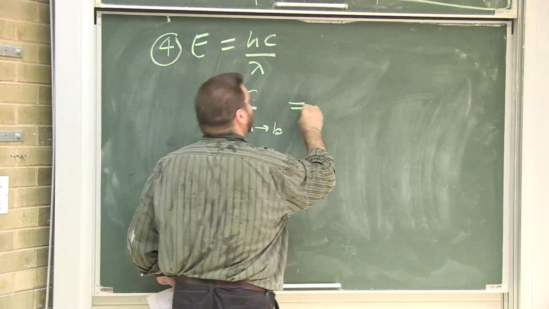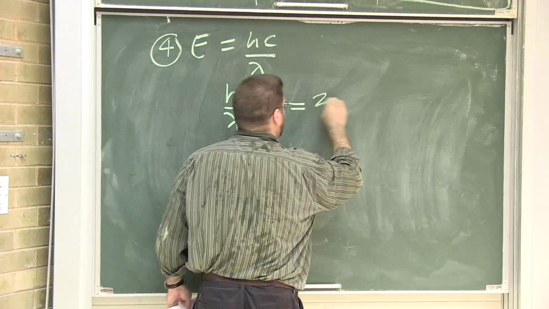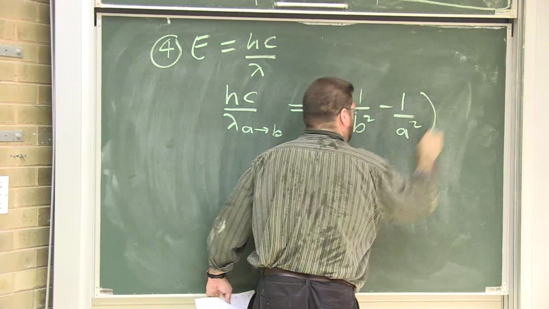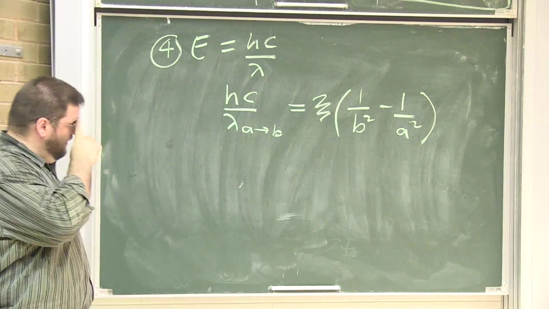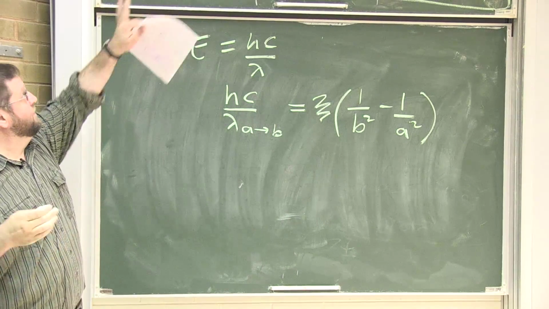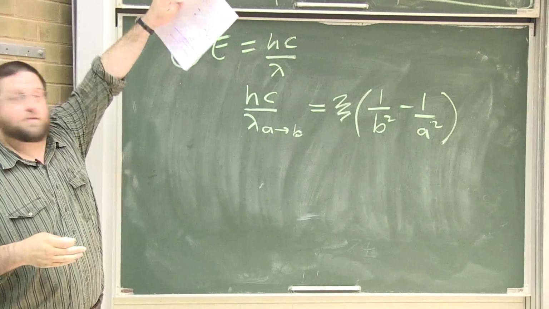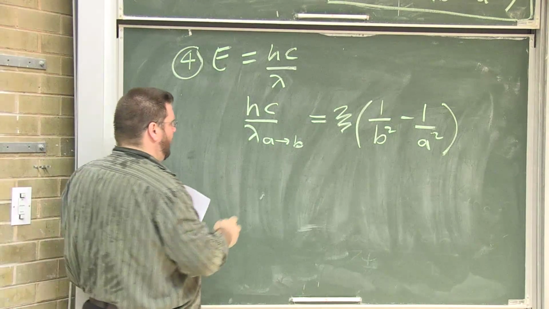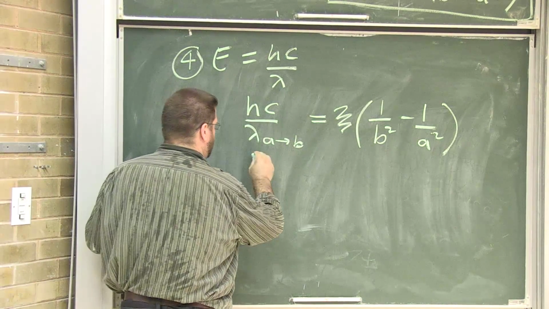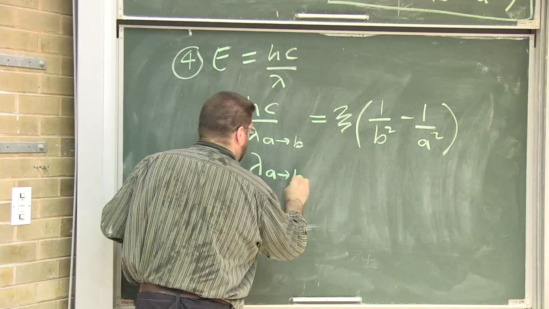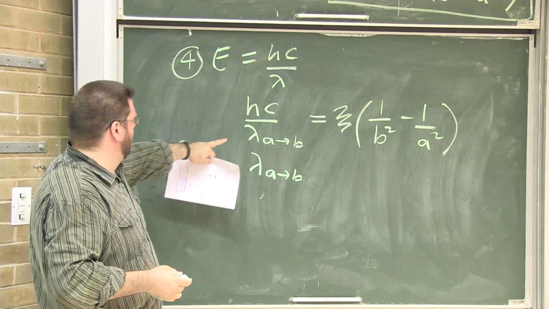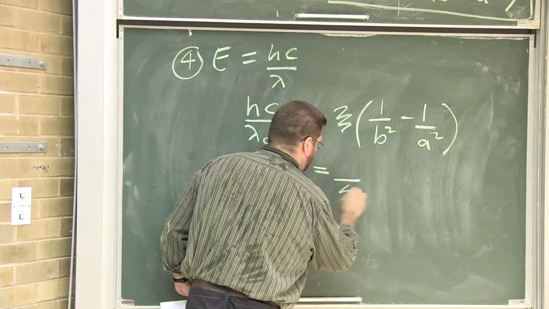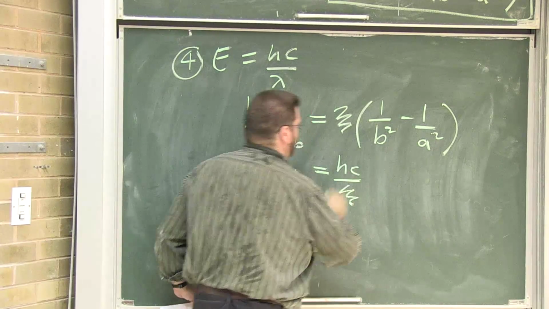That's hc on lambda equals squiggle times 1 on B squared minus 1 on A squared. Currently A and B are arbitrary integers. Now the formula we want says lambda equals something. This is again equation 8 in the top right panel. So let's solve this for lambda. I'm going to take the reciprocal of both sides and then multiply through by hc, just to solve for the wavelength.